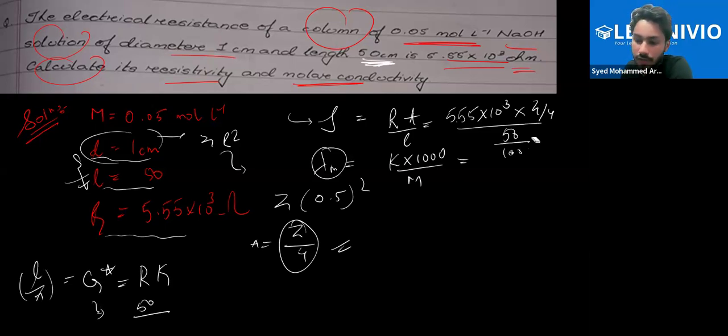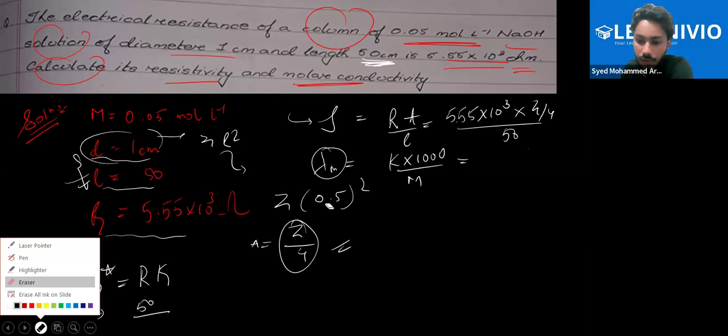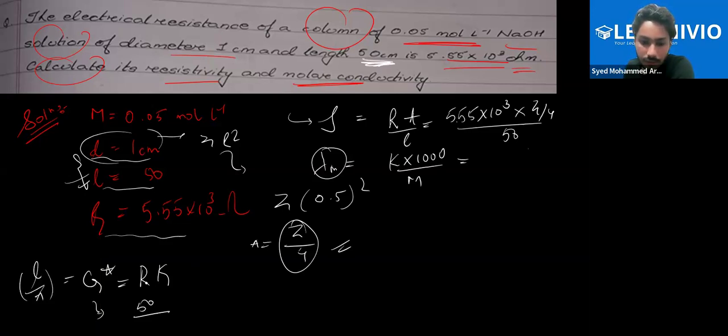If you want to put your answer in centimeter, you do not need to convert this into meter. Just put the value as it is, because I have put the diameter, or I can say the radius, in centimeter as well. 0.5 is this in centimeter. So 50 divided by, okay, G star is 50, and area is pi by 4. So pi, and this is 4. So this is pi by 4.